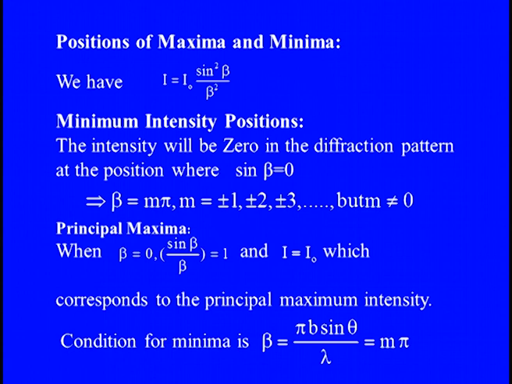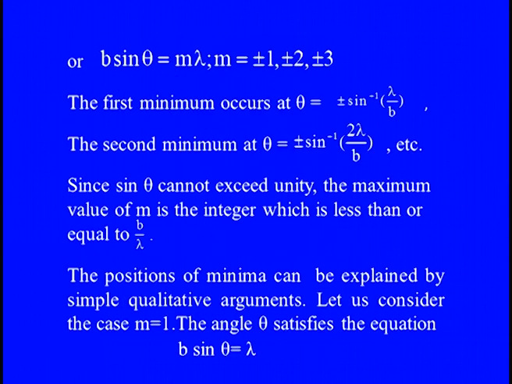And the condition for minima is beta is equal to pi b sin theta by lambda equal to m pi, and the condition for principal maxima is beta is equal to 0. So, for minima we have b sin theta is equal to m lambda, where m is equal to plus minus 1, plus minus 2, plus minus 3, and so on.